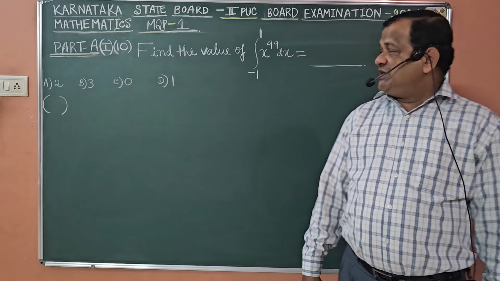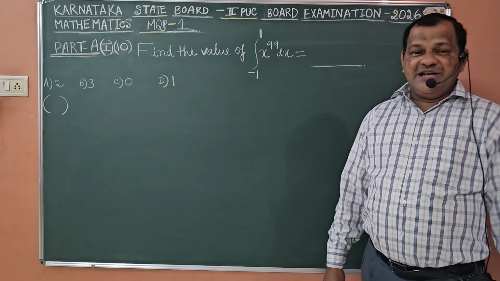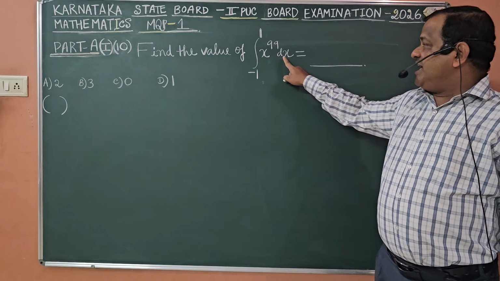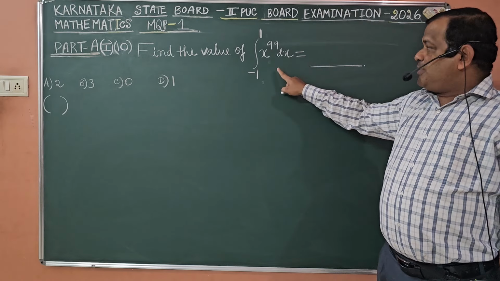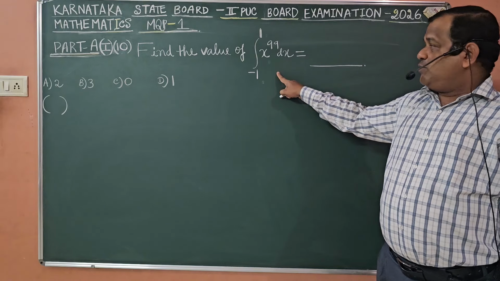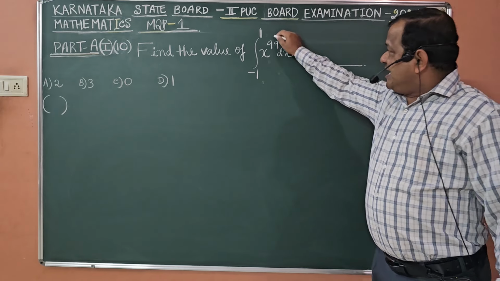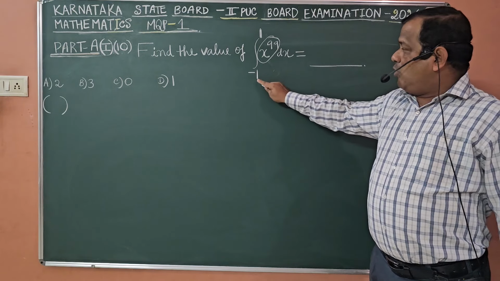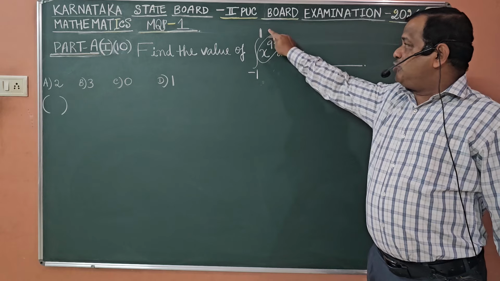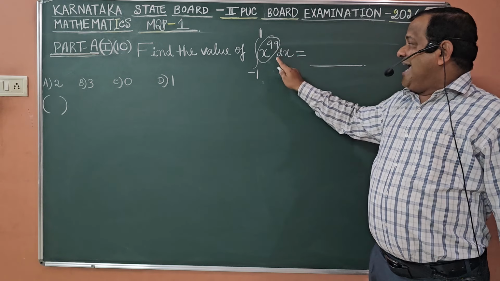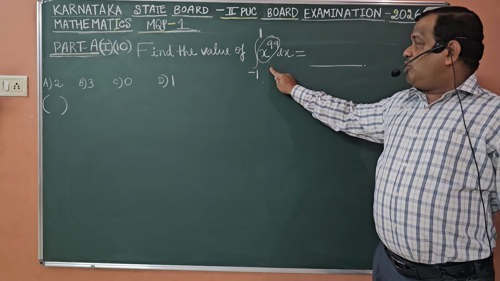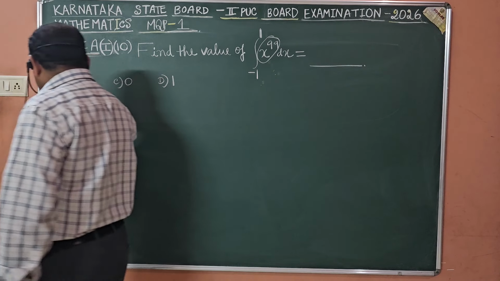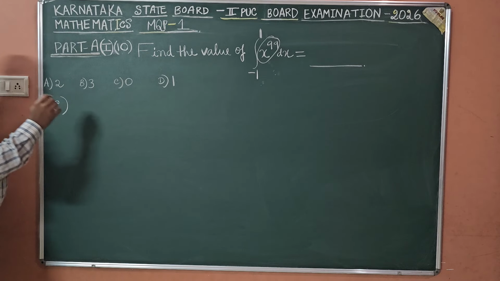Here is the 10th MCQ. The value of the definite integral from minus 1 to plus 1 of x to the power 99 dx is equal to. Such questions, please do not miss. Very, very easy question. This x power 99 is an odd function and the lower limit of integration is the negative of the upper limit of integration. Hence, using property 9 of definite integrals, this answer is 0. That is option C.